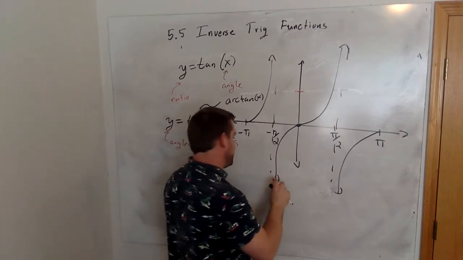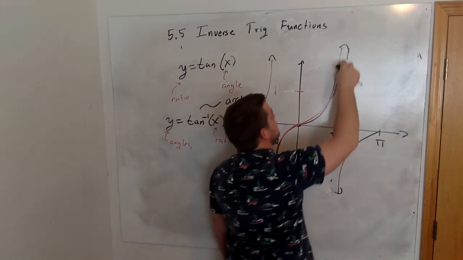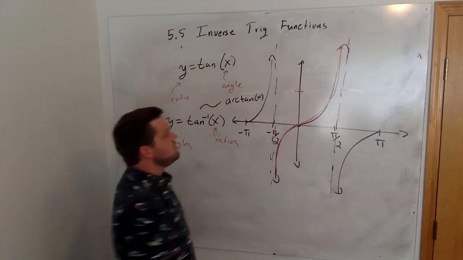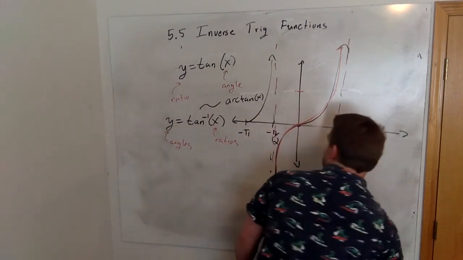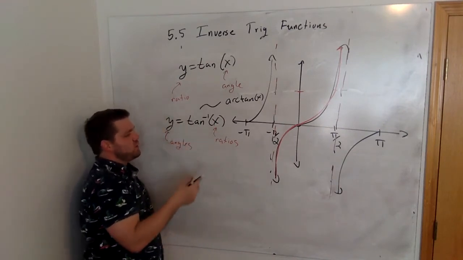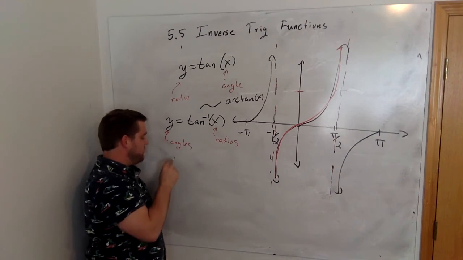And the best way to do that is to take this sweet looking cubic piece here. This is where we want to make our cut. Okay, so let's go ahead and write down the domain and range of tan inverse. So what is its domain?